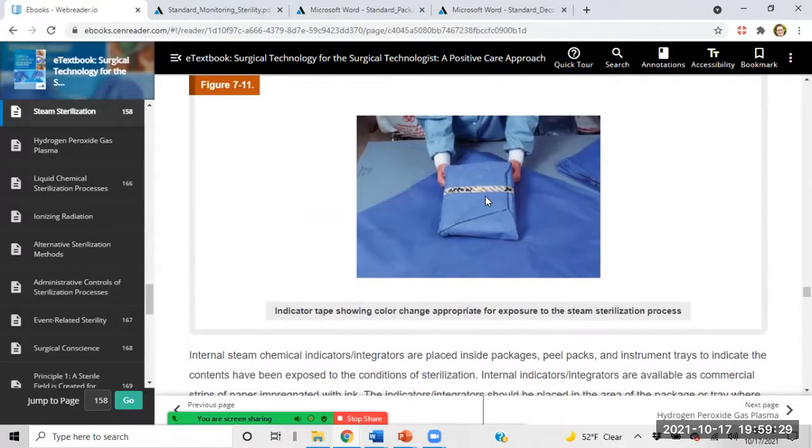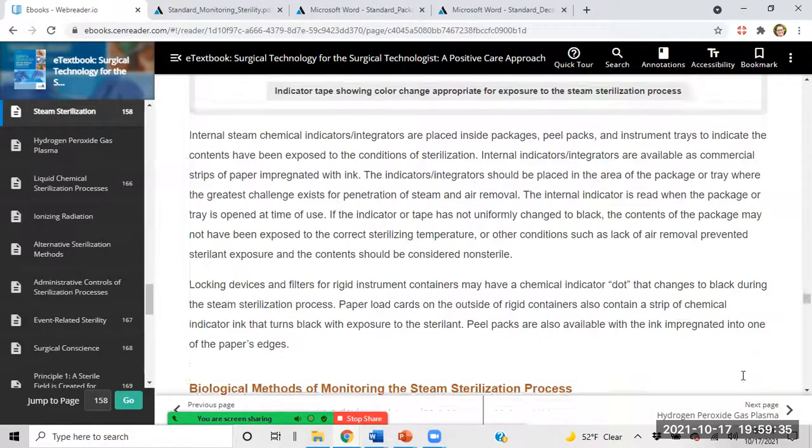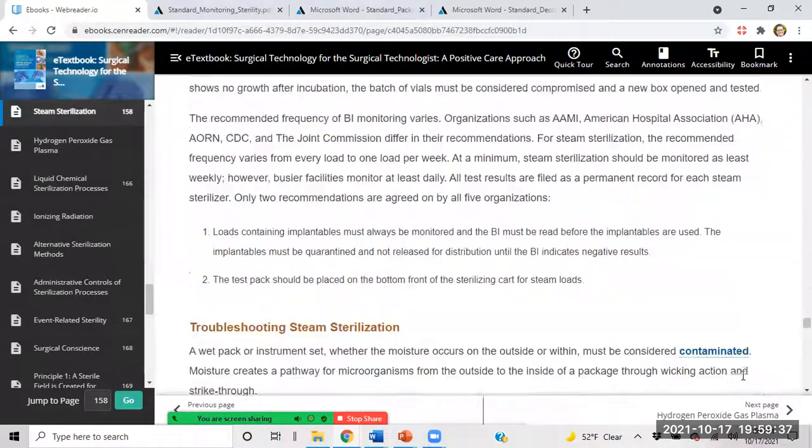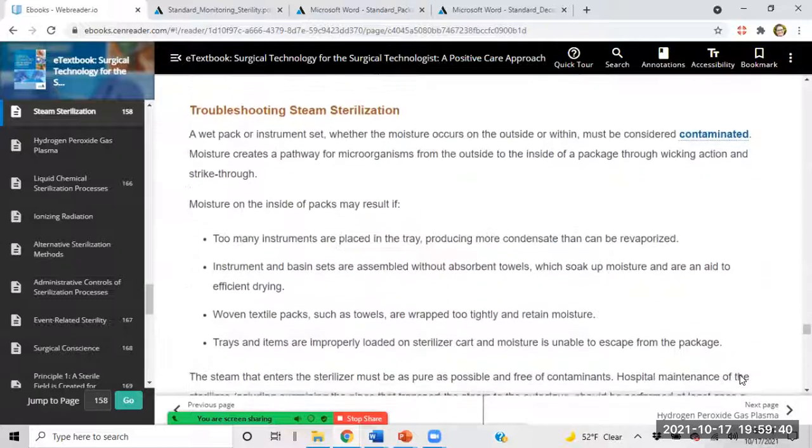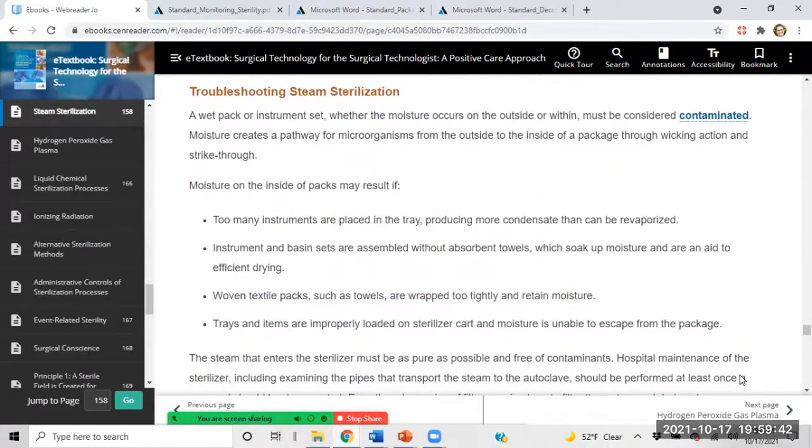Yeah, there you can see the indicator tape with the writing on it. That indicates that it's been adequately sterilized.